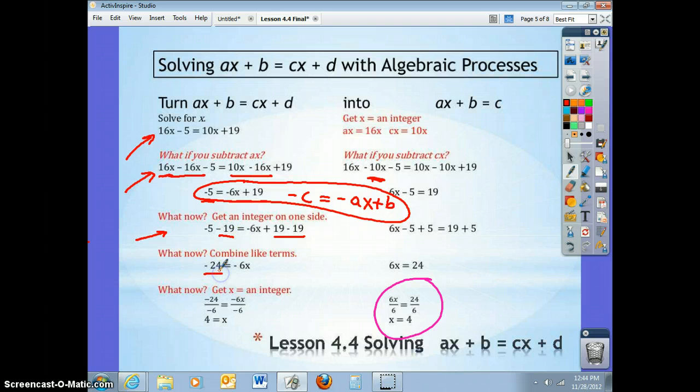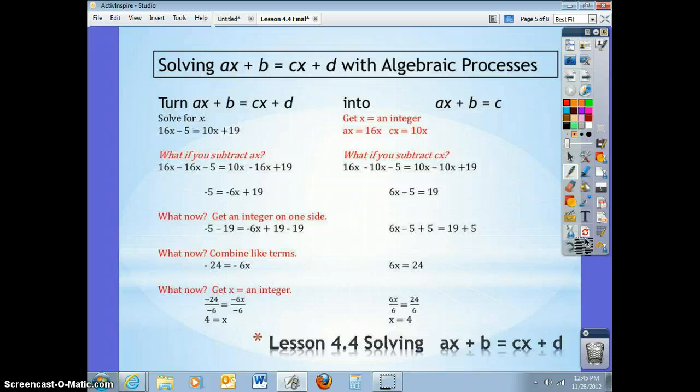So we get negative 24 on the left side, and we're left with negative 6x on the right side. Now we want to get rid of the negative 6x, so we're going to divide both sides by negative 6. And negative 24 divided by negative 6 gives us 4, and negative 6x divided by negative 6 gives us x. So what happened in both cases was we got x equals 4.